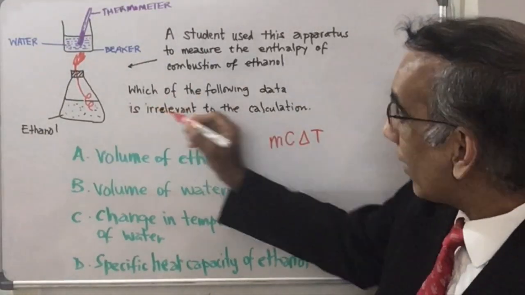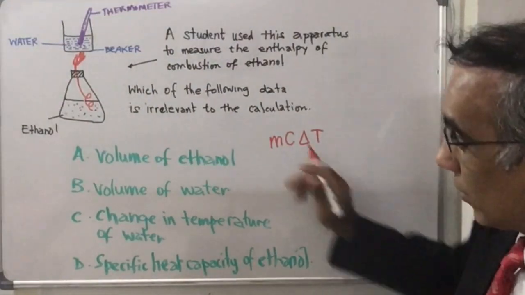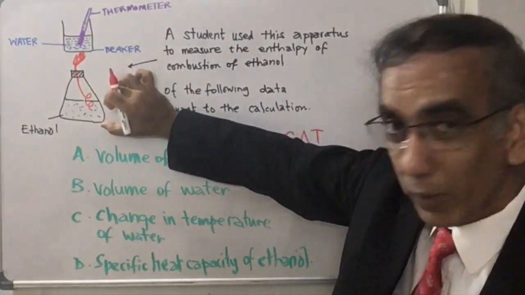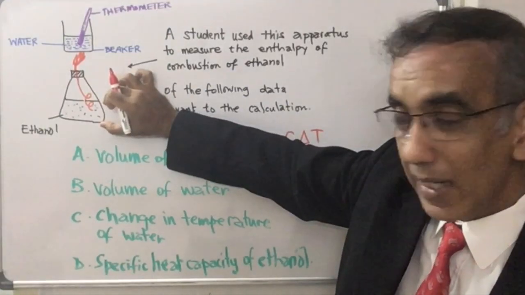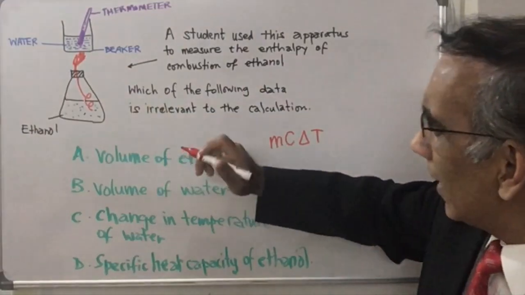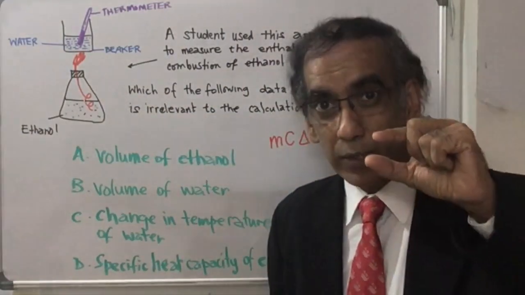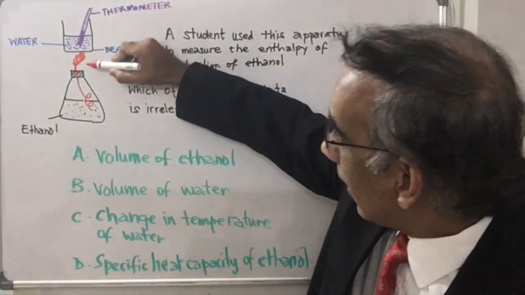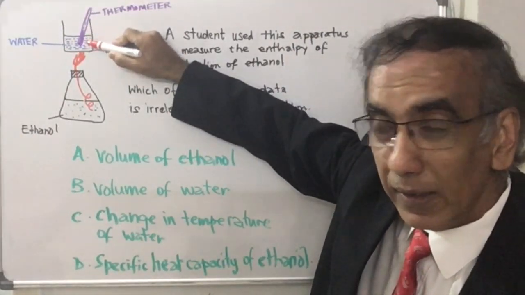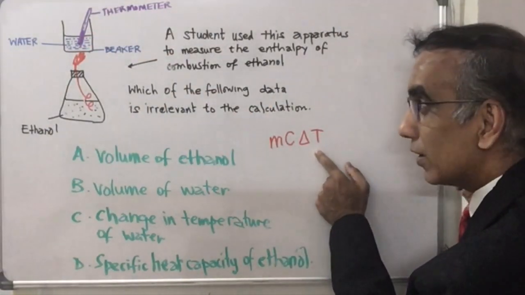So to work out the enthalpy of combustion of ethanol, what you'll have to do is to know what amount of ethanol you have in here, whether it's a volume or a mass, and how much of it you burn. And then based on that amount that you burn, how much does it change the temperature of the water in here by? And that is delta T, the change in temperature.